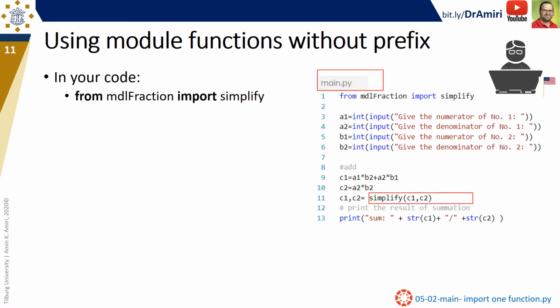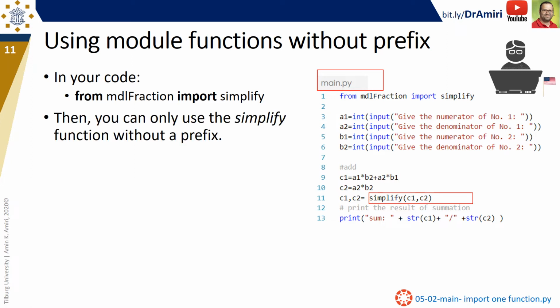You can also use functions in a module without providing the prefix. In your code, you can use the keyword from, then the name of the module, which is mdlfraction here. After that, the keyword import, and after that, you can write down the name of the function that you want to use. If you want 2 or 3 functions, you can use them separated by commas.